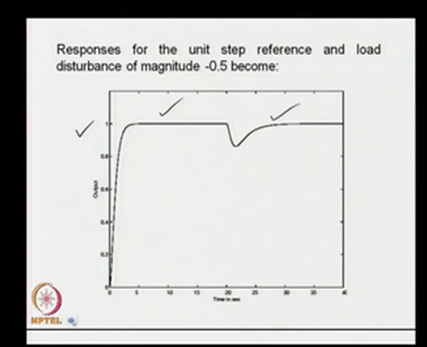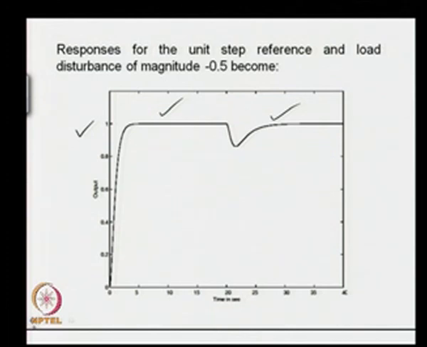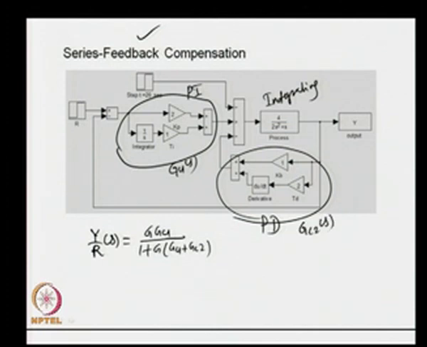Why did this happen? Analysis will give us the effects of the PI PD controllers on the closed loop system. When we have a PI PD controller, as we have seen, the closed loop transfer function can now be obtained as G Gc1 upon 1 plus G Gc1 plus Gc2. This is the Gc1(s) and this is the Gc2(s) for us.